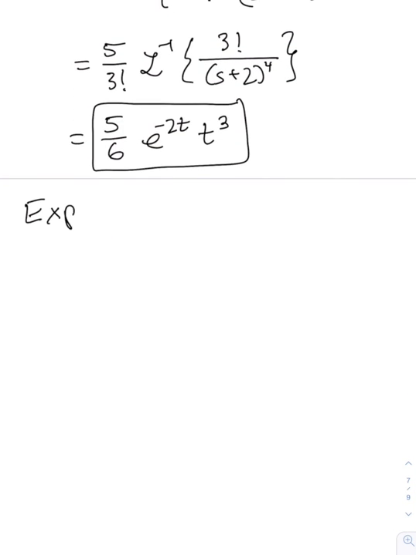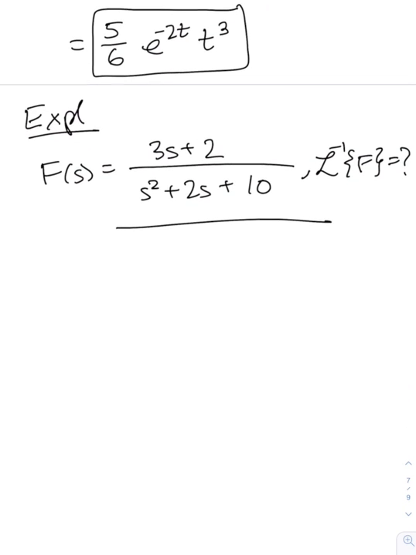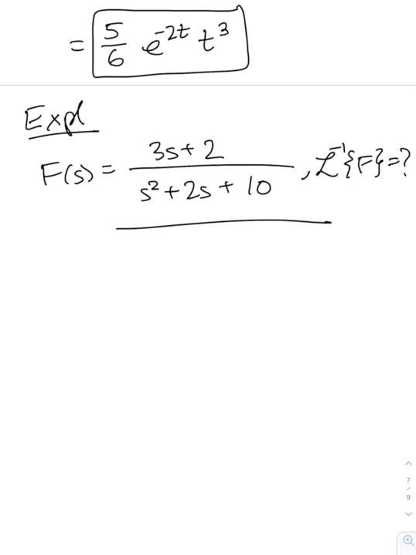Okay, here's another one. All right, we're going to do capital F of s is (3s plus 2) over (s squared plus 2s plus 10). And again, in all these examples, I'm looking for that inverse Laplace transform. All right, so this one looks familiar. We've done ones like this already.